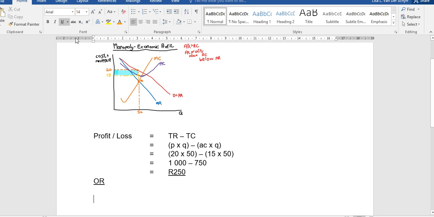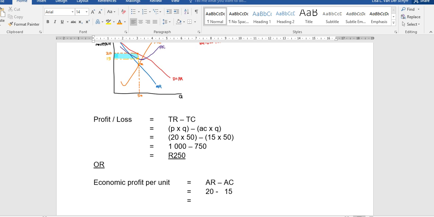Remember, we can also calculate economic profit or loss per unit. All right, how do we do this? It is your average revenue minus your average cost. So again on the graph, average revenue at profit maximization is the same as the price. So it is 20. And my average cost at profit maximization, up, up, up until I touch the average cost, is 15. Okay, so my economic profit per unit is 5 Rand.